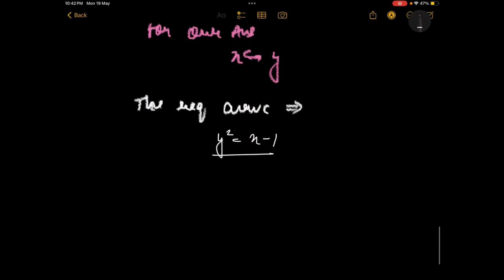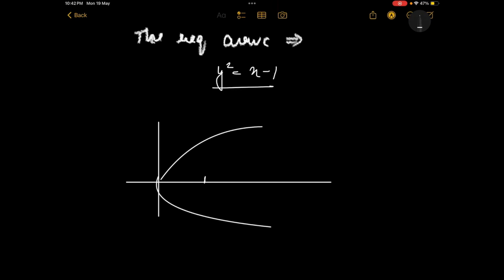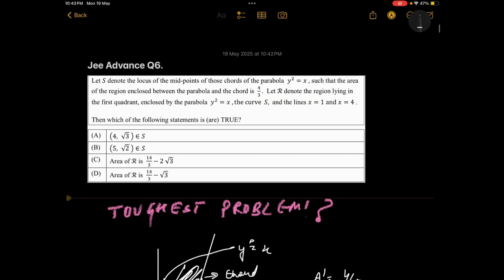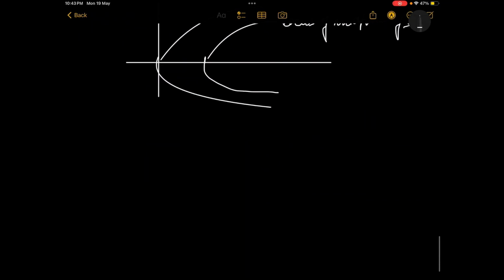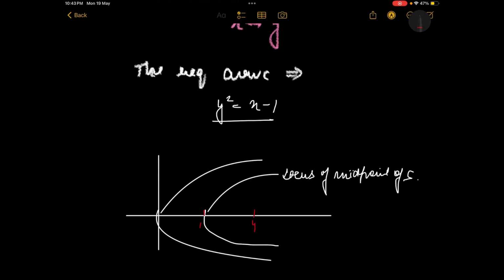That is, this is our y squared is equal to x. Then our curve S, that is the locus of the midpoint of the chord subtending the area of 4 over 3, is y squared is equal to x minus 1. Now, what is asked in our question? The area of the region bounded by these two curves and between x is equal to 1 to x is equal to 4. That is this area.